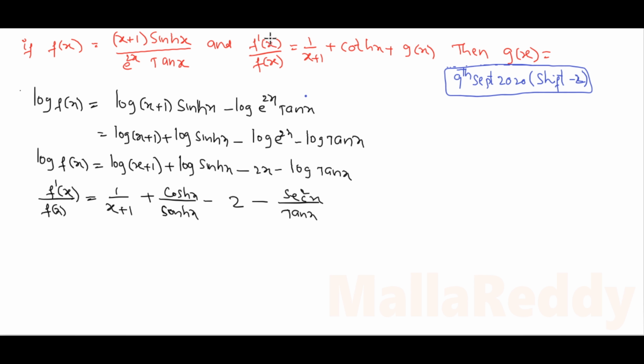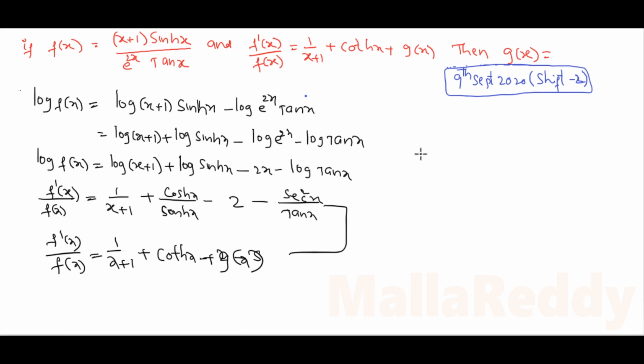In our problem f dash x by f of x is given, that is equal to 1 by x plus 1 plus cot hx minus 2 plus g of x is given. Now equating these two equations, g of x is equal to minus 2 minus secant square x by tan x.